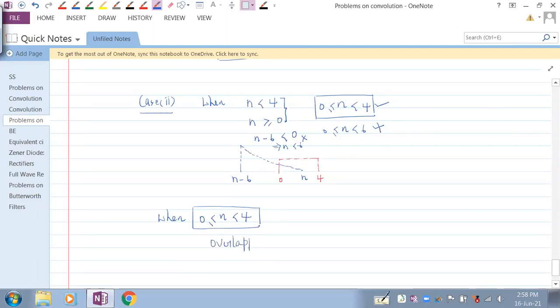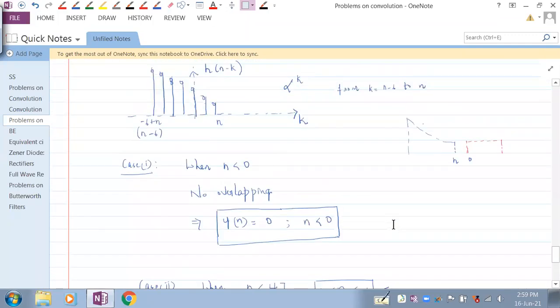Overlapping range is... What is the overlapping range? K equal to, see here, the overlapping range is going to be this, till this point, from here to here. So from 0 to n, it is overlapping. Everybody understand that point? So the overlapping range is from 0 to n.